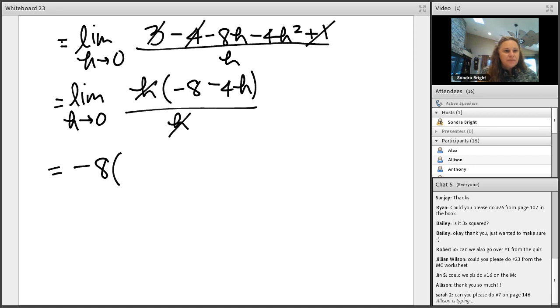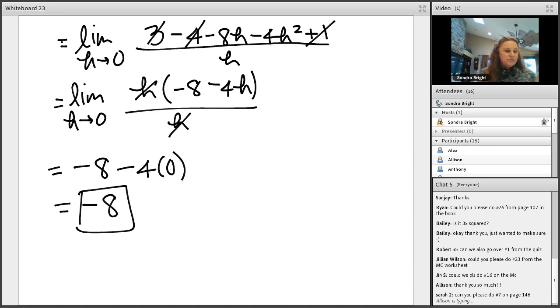It's -8 minus 4 times, I plugged it in now, which is just -8. So that is the slope of the curve. You know, that curve is a parabola opening down. So when x is 1, your slope is -8 there. That's what it's telling you. So, all right, that was number 1 from the quiz.